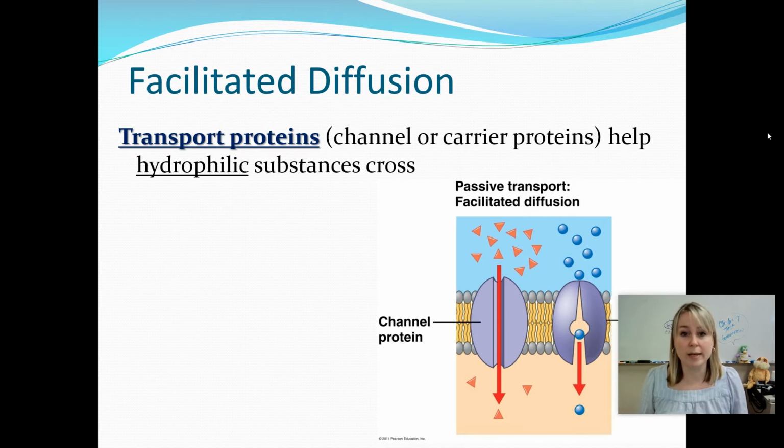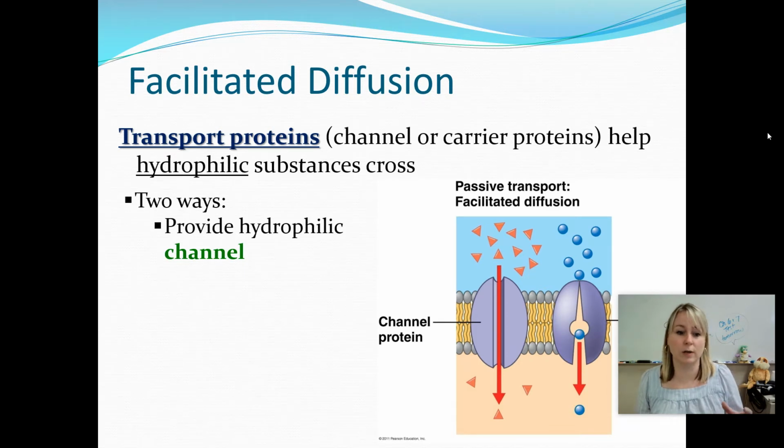The channel one is to the left, and that's the one where the triangles are going through. This protein has basically an open tube that just allows the free flow of those, maybe they're charged particles like ions, or maybe this channel protein is an aquaporin. It's a specific protein for water to move through quickly. And then you have a carrier protein there on the right. A carrier protein is one that has to interact with the molecule in order to get it across.